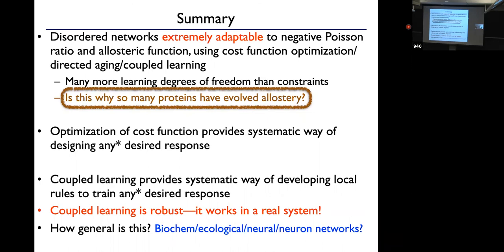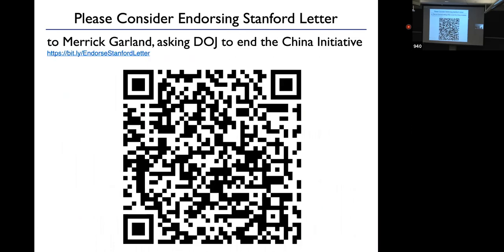So really excited about coupled learning. One question is, can we apply it to other kinds of networks? But before I quit, here's my last advertisement.